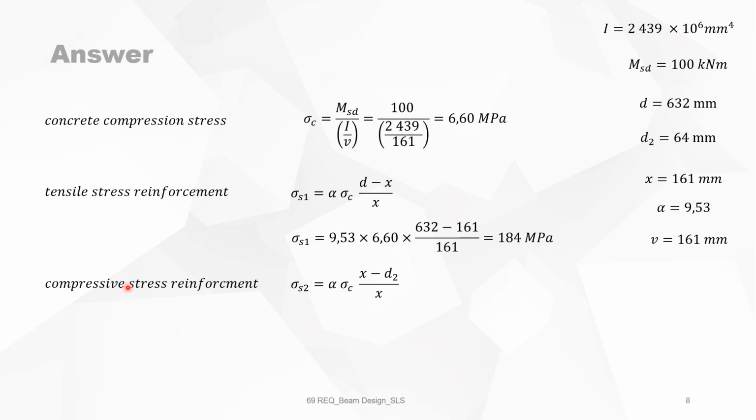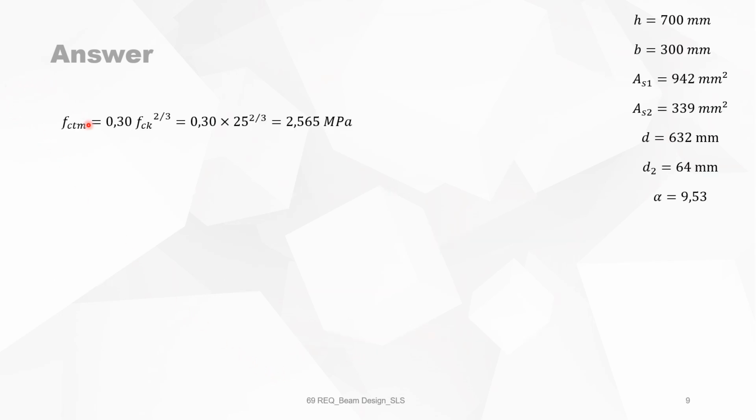And the compressive reinforcement, the stress of the compressive reinforcement, sigma S2, is then equal to this. We put in the numbers and we get 38 megapascal. So you see that the compression force is not very usefully used. The mean allowable tensile stress of the concrete is 0.3 FCK to the power 2/3, which is 2.565 megapascal.